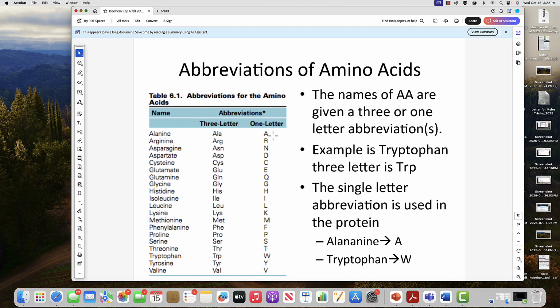Some are more obvious than others. For an example, glutamine. The three-letter abbreviation for glutamine is GLN, but its one letter is Q. It's not G. G is denoted for glycine. So I just want to make sure I point that out to you so you're aware of the expectations of learning the amino acids, but also the corresponding abbreviations. Another example again is tryptophan. Tryptophan has a three-letter abbreviation of TRP, but its one-letter abbreviation is a W. So do not always assume that the one-letter abbreviation is associated with the first letter of its name, because that is not the case.